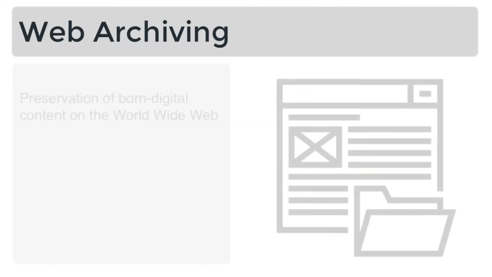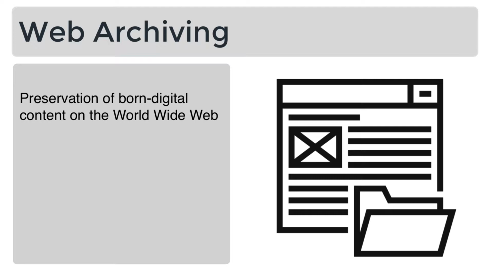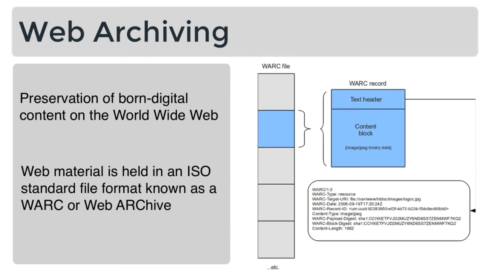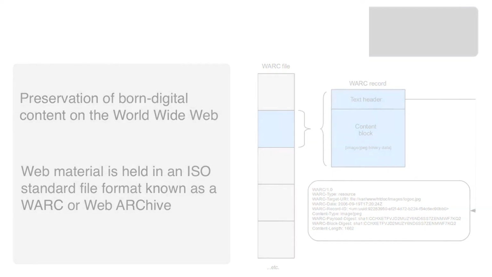Web archiving consists of activities and processes which preserve born digital content on the World Wide Web. The preservation of web material is held in an ISO standard file format known as a WARC, or a web archive, and contains all of the data of a web page, a record header, and the record content block.